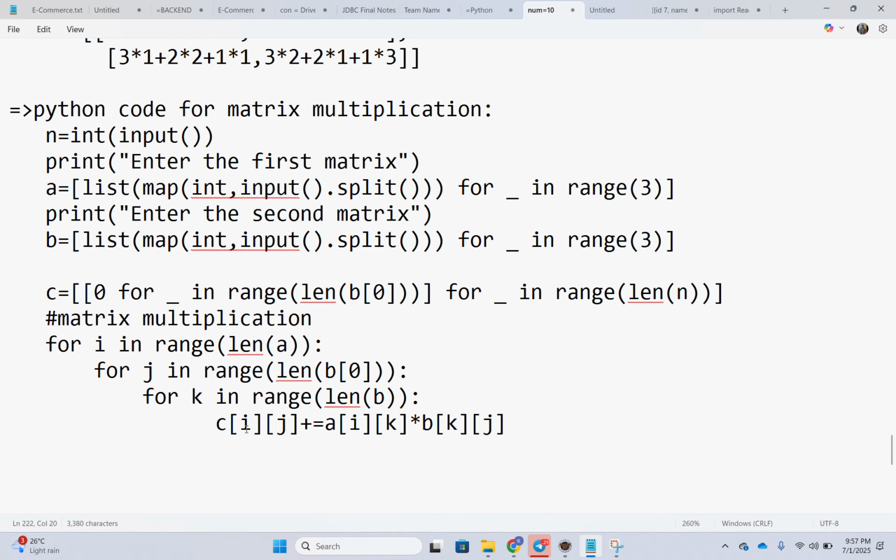So overall elements will be added into what? C of i j. Okay, C of i j. So after completion of this, the matrix multiplication is done. So every element will be added into the C of i j matrix. This is the complex one.